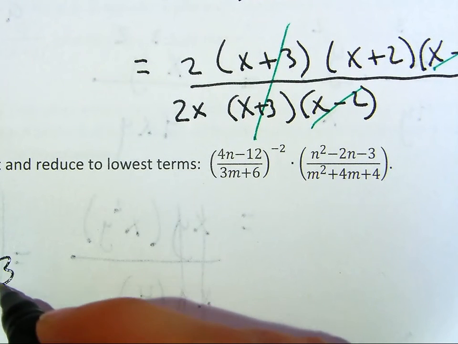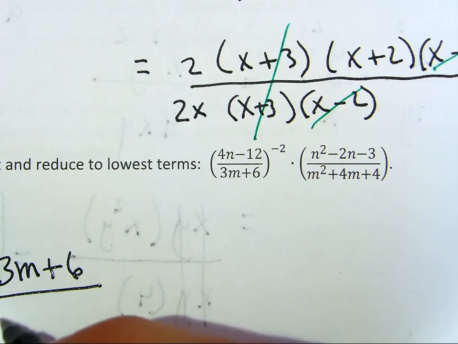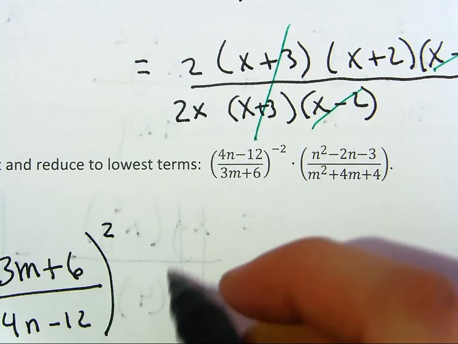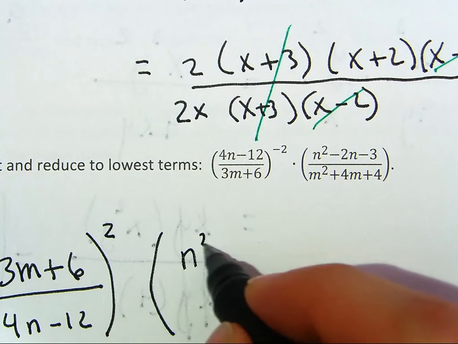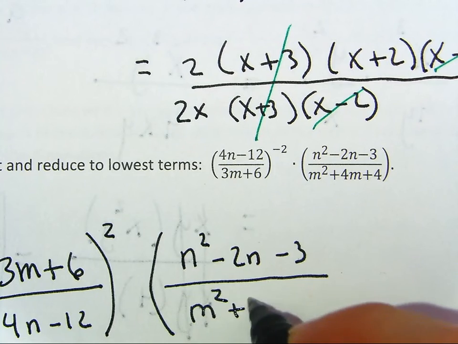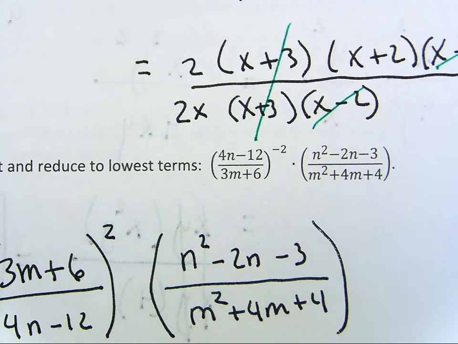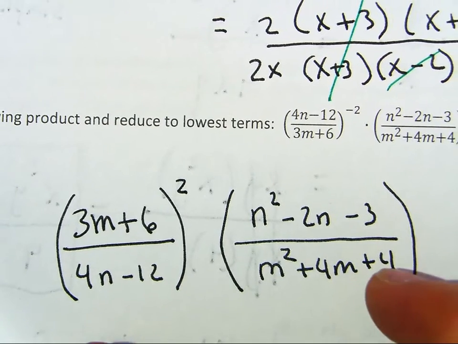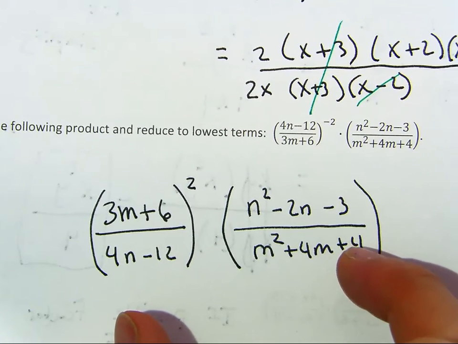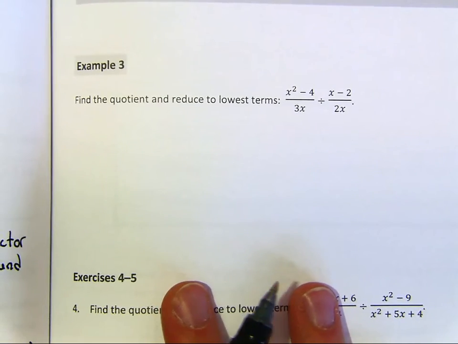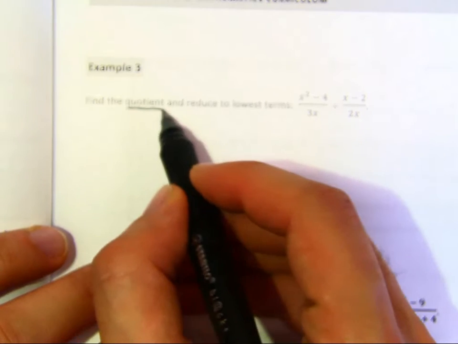Basically, what happens is this flips, and you have to square everything. So this becomes 3m plus 6 over 4n minus 12, the whole thing squared, times n squared minus 2n minus 3 over m squared plus 4m plus 4. Okay? For this one, let's do this problem together as a class, okay? If you want, you could try and do it by yourself, but if you want to skip it just to move on, that's fine too. Let's move on to the next part.